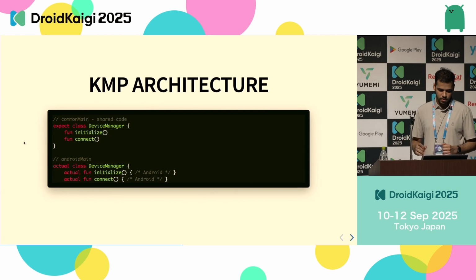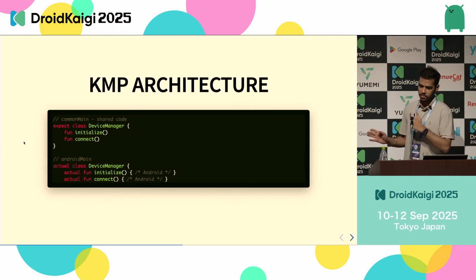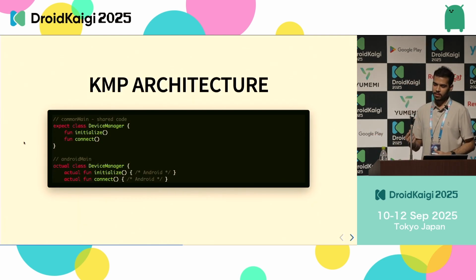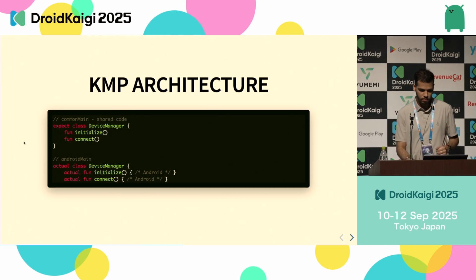Next, this is a small example of the architecture. It uses the expect and actual pattern. So you can see we define the interfaces in the common code up top, and then we provide the platform-specific implementation. That means you get the best of both worlds. You have shared logic. You also have platform-specific optimizations.